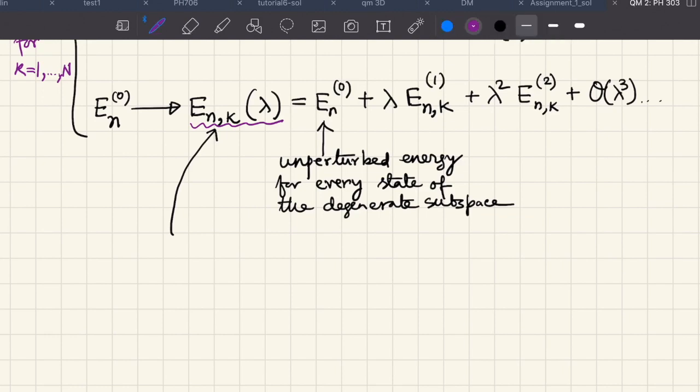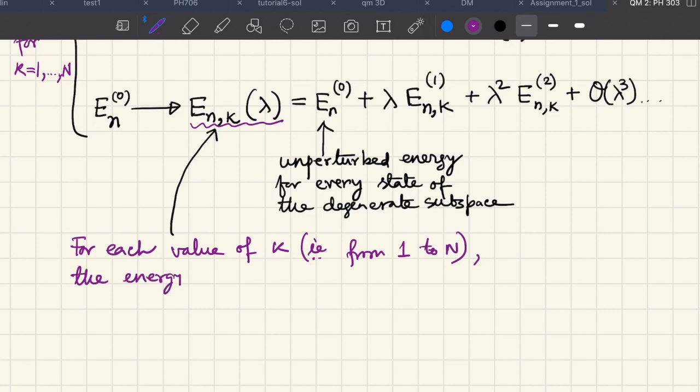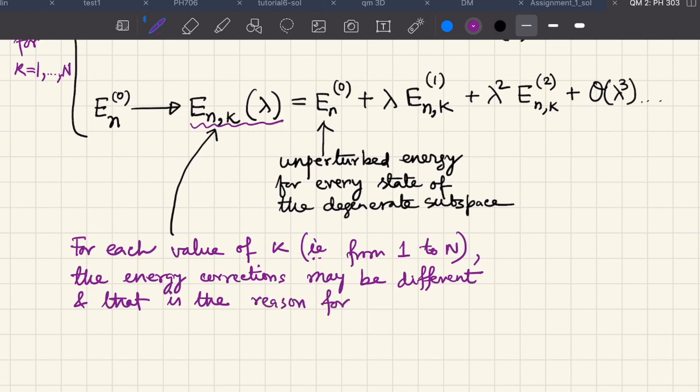So let me write it here. For each value of k, that is from 1 to capital N, the energy corrections may be different, and that is the reason for keeping the label k in E_{n,k}(lambda). Now what do I mean by this statement?